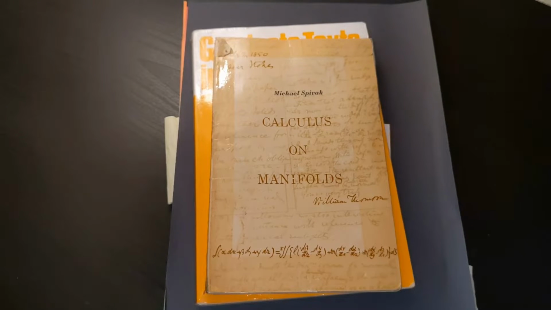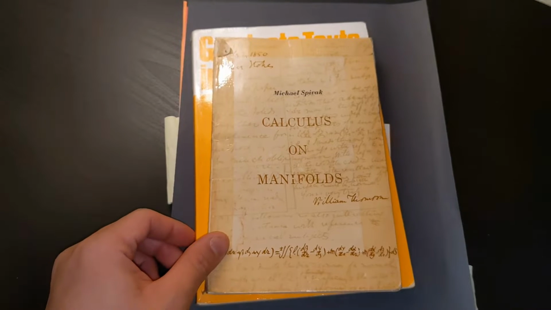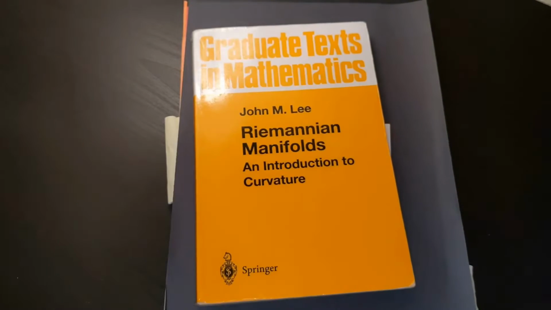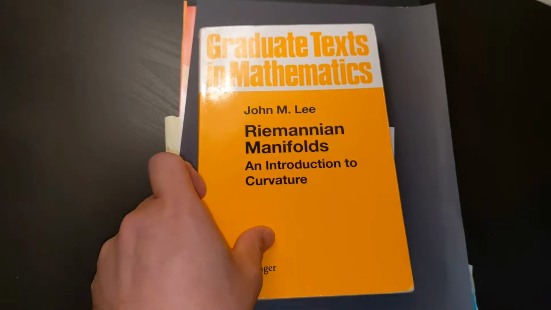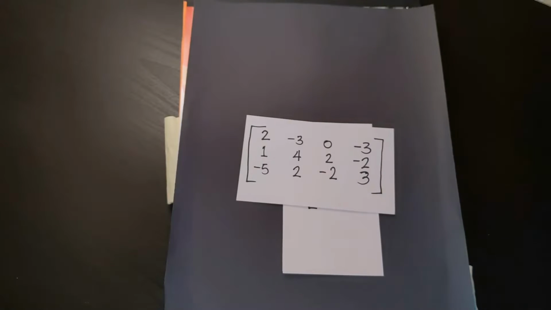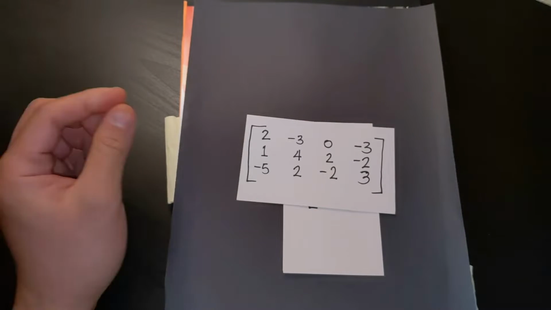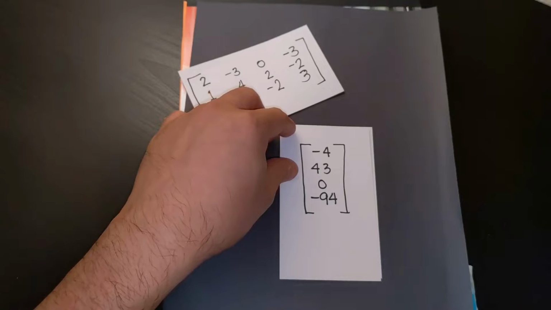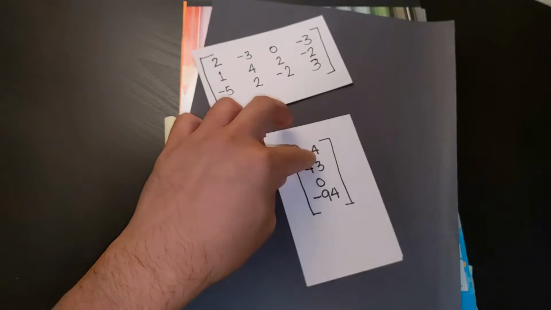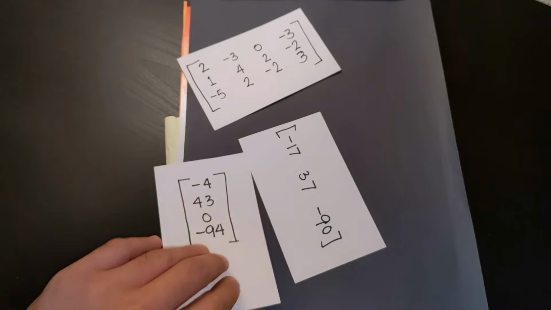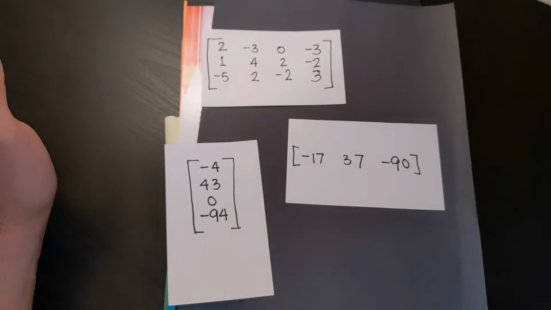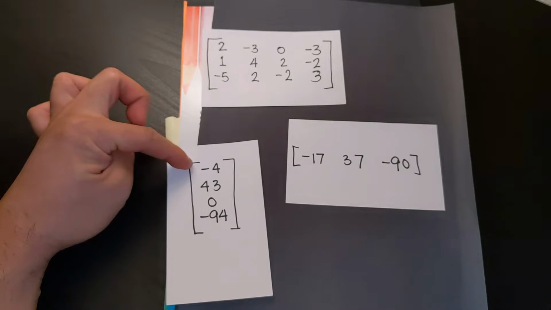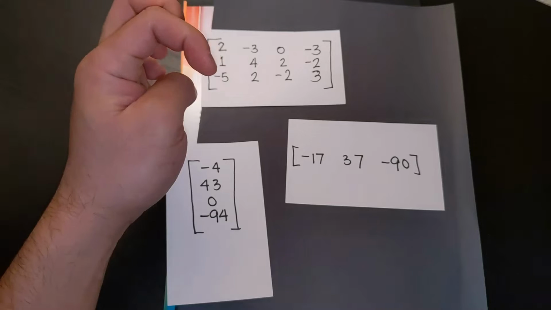Here are my main references: a book by Mike Spivak and a book by Jack Lee. A tensor looks like a matrix. A matrix can be one column or one row. No, not that. Here, a row matrix. Sometimes these are called a column vector or a row vector.